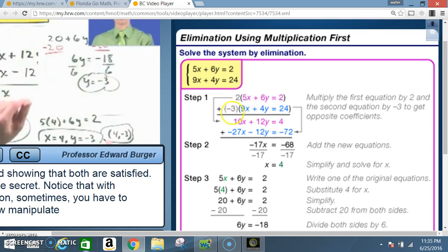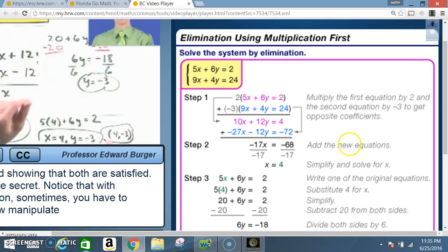2 times 5x is 10x. 2 times 6y is a positive 12y. 2 times 2 is 4. Let's go to the bottom equation. A negative 3 times 9x is a negative 27x. A negative 3 times 4y is a negative 12y. And a negative 3 times 24 is a negative 72.